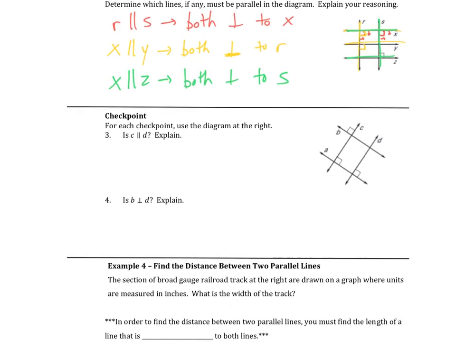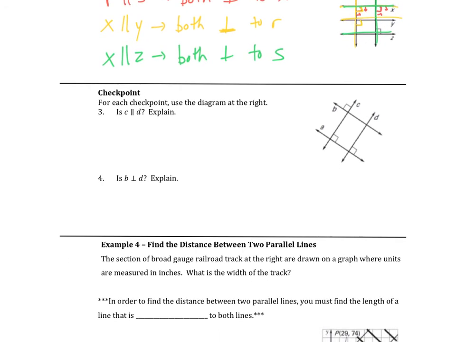Okay, checkpoint. For each checkpoint, use the diagram at the right. Is C parallel to D? So C and D, are they parallel to each other? Notice C and D are both perpendicular to A, so the answer would be yes. Both perpendicular to line A.